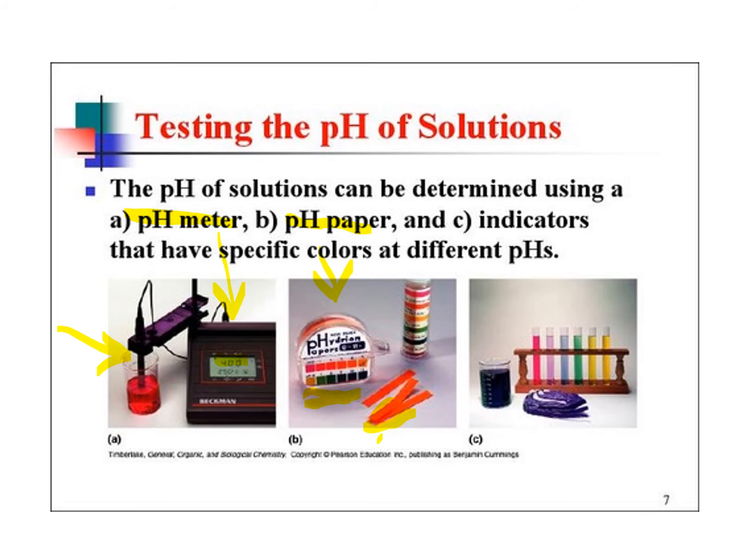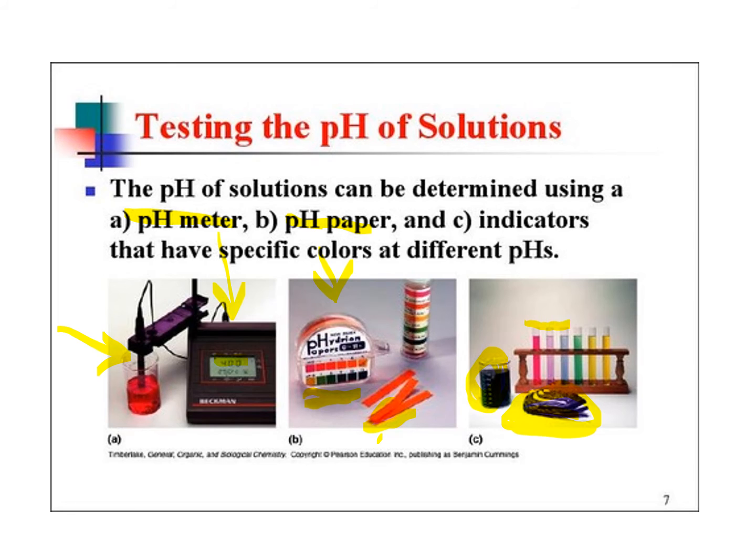Another way you could do it is creating your own color indicator, and you could actually do this at home. You can take purple cabbage and boil it in water, and you're going to get this purple solution here. And purple cabbage has a natural color indicator in it, meaning that a color indicator is something that changes color depending on the pH of your solution.